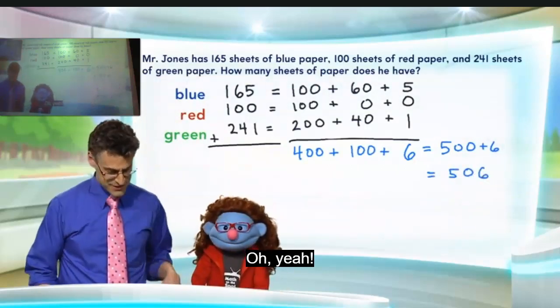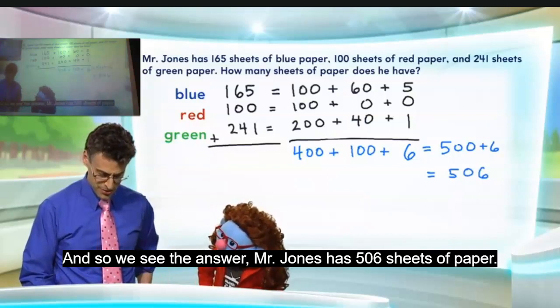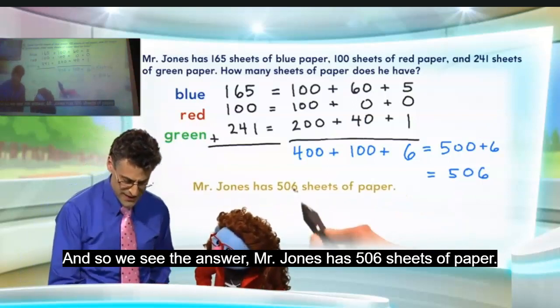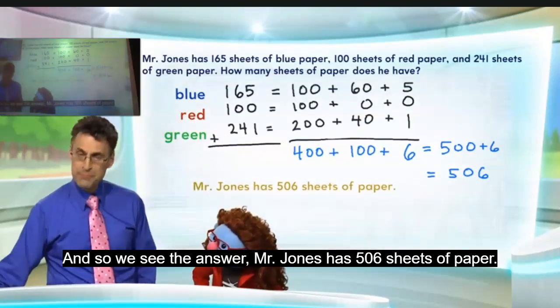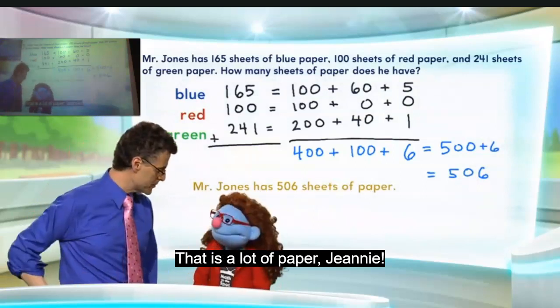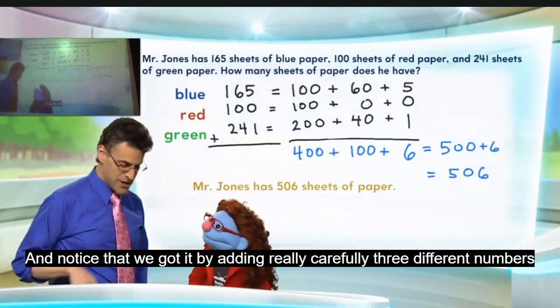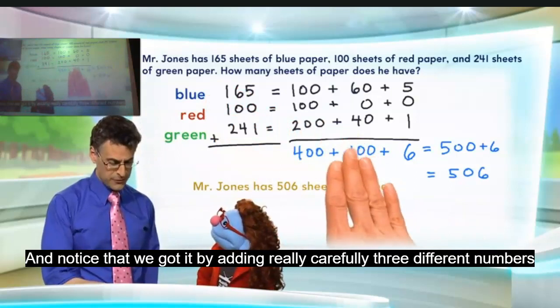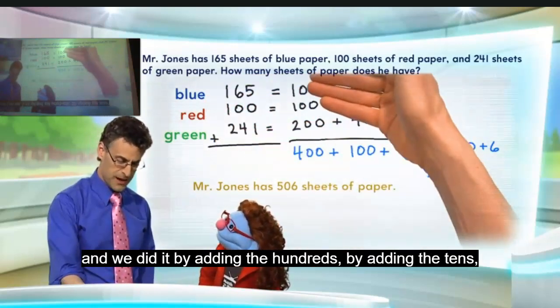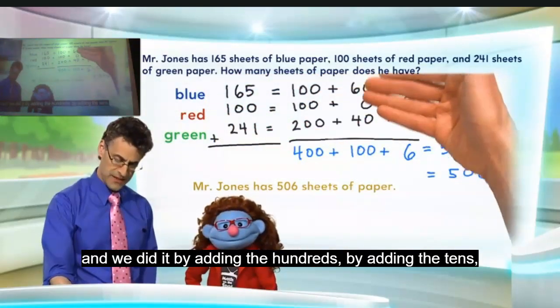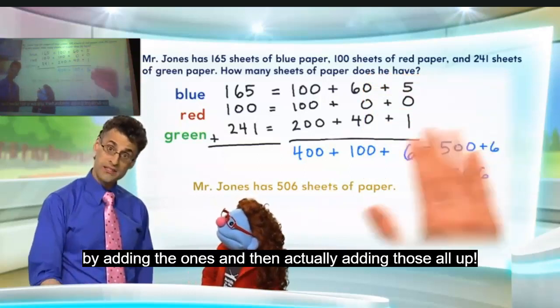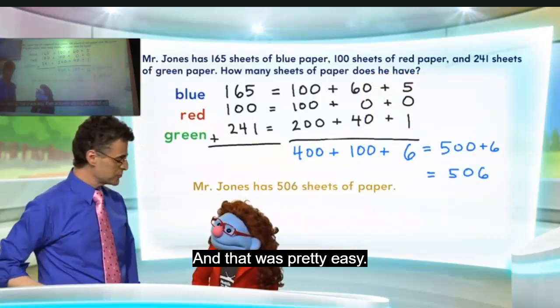And so we see the answer. Mr. Jones has 506 sheets of paper. That is a lot of paper. And notice that we got it by adding really carefully 3 different numbers, by adding the hundreds, the tens, the ones, and then adding those all up. And that was pretty easy.